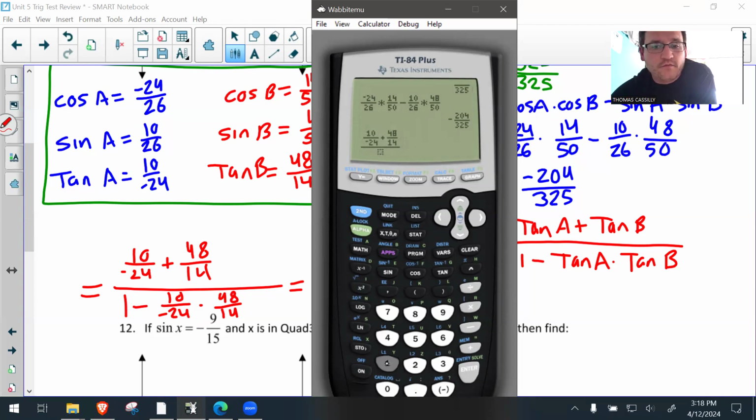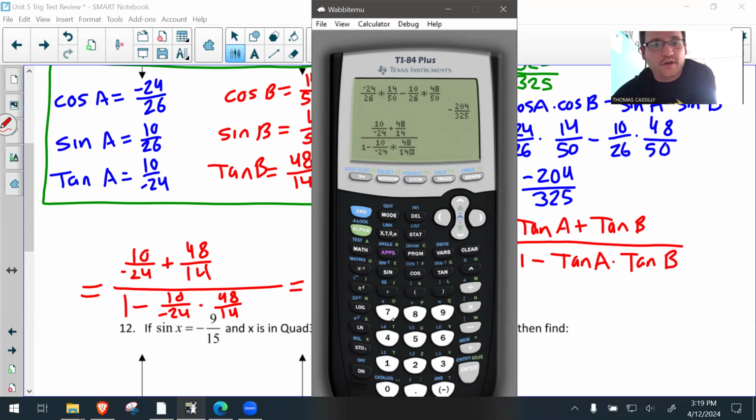Now on the bottom, just make it look exactly how your written out fraction looks. Make another fraction here. You have 10 over negative 24. Then this one is being multiplied. And then one more fraction. You got 48 over 14, right? We can throw this in the calculator because it's all numbers, okay?